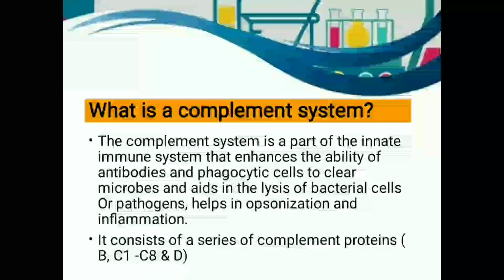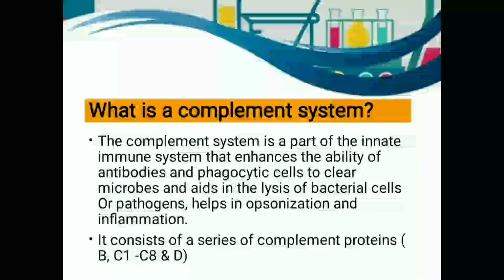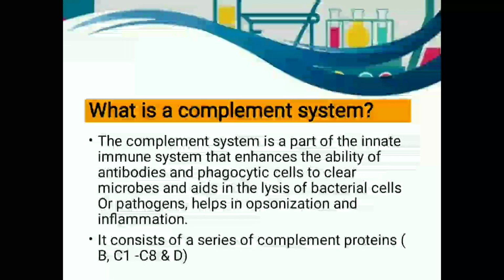Now, out of the 20 plasma proteins, there are 11 proteins which are mostly involved in the complement system, which includes B, C1 to C9, and D proteins. These are mainly enzyme precursors which catalyze a series of enzymatic reactions to form the final products of the complement system, which will eventually have various immune effects.